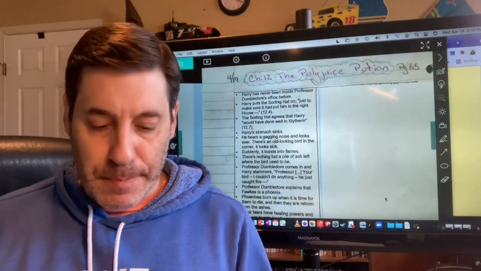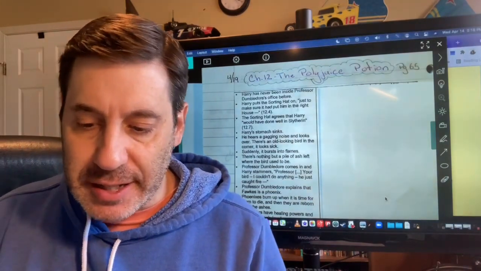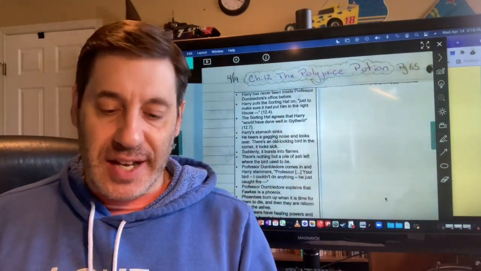Okay, we have another line break on page 270. So we know that this is a scene change. This is later on.